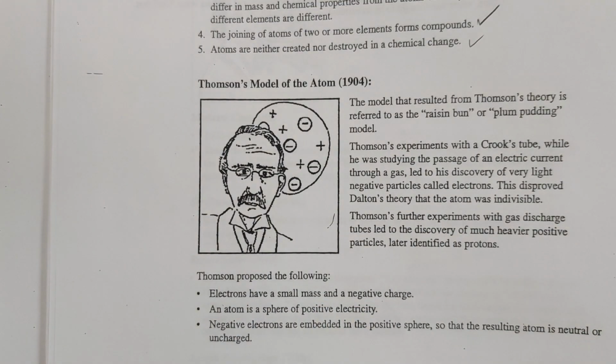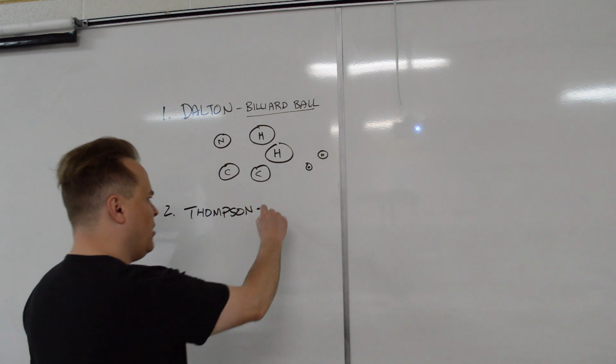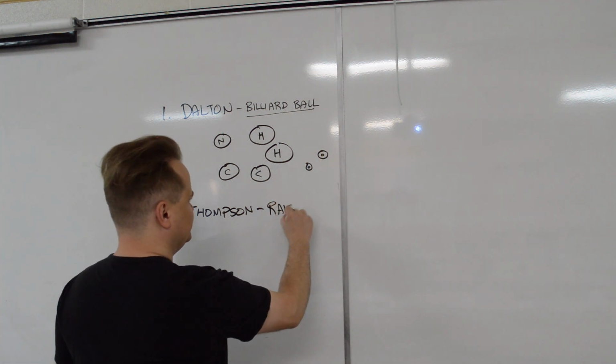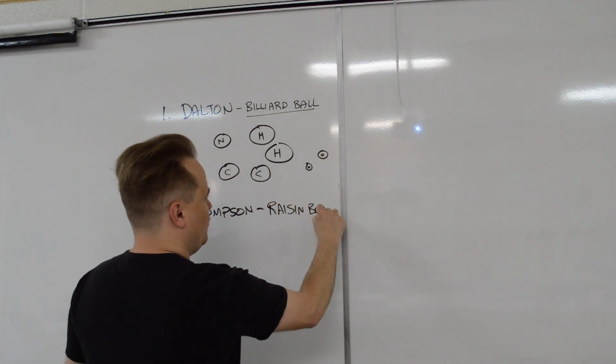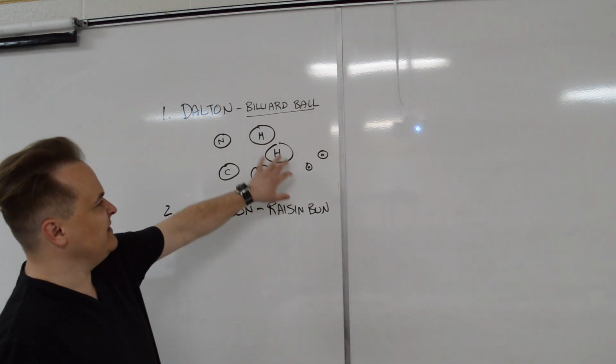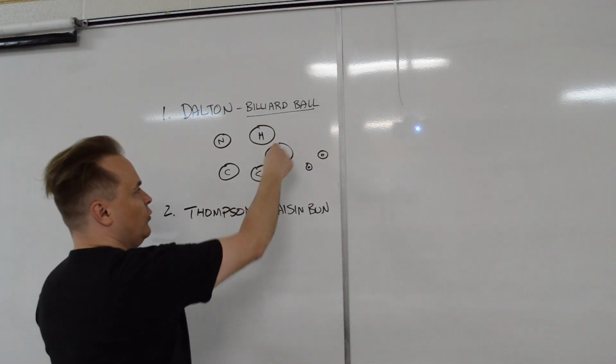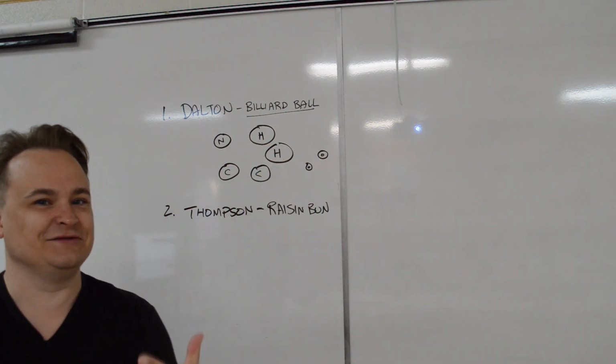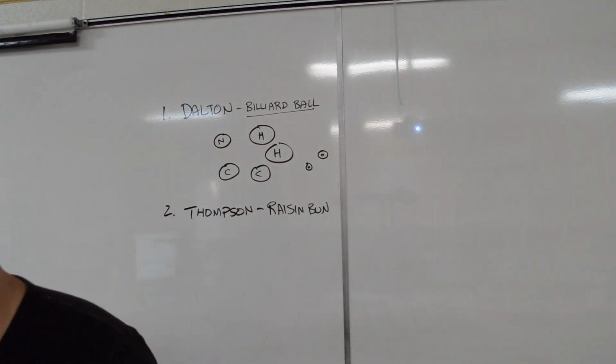So Thomson's model, he called it the raisin bun model. Okay. Why do you think that? Because basically he pretended this is the raisin bun, he found raisins inside of it, or protons, neutrons, and electrons. I'll get into it right away. Let's take a look here.